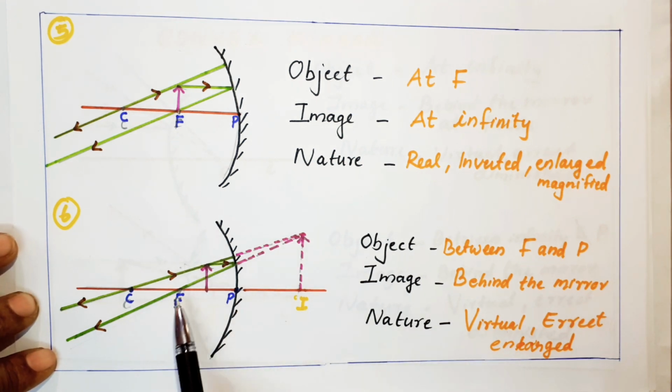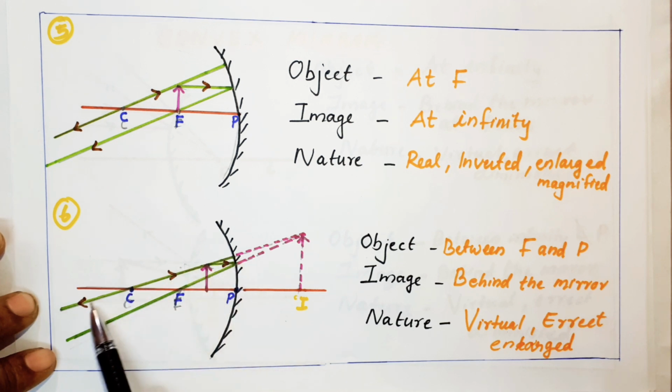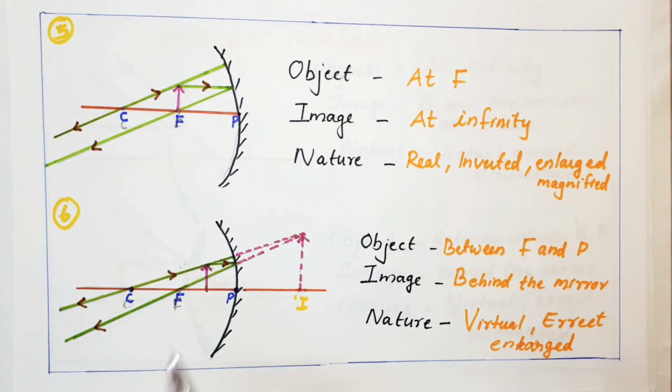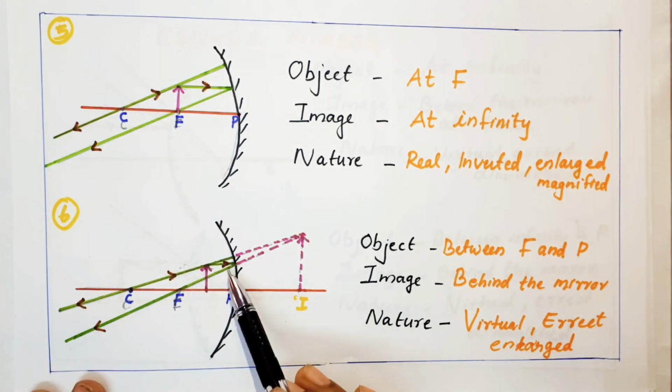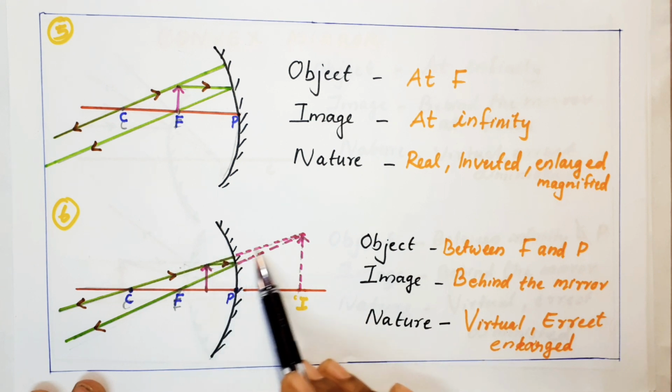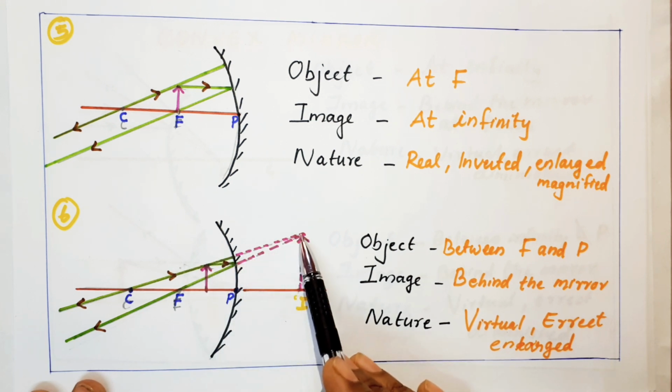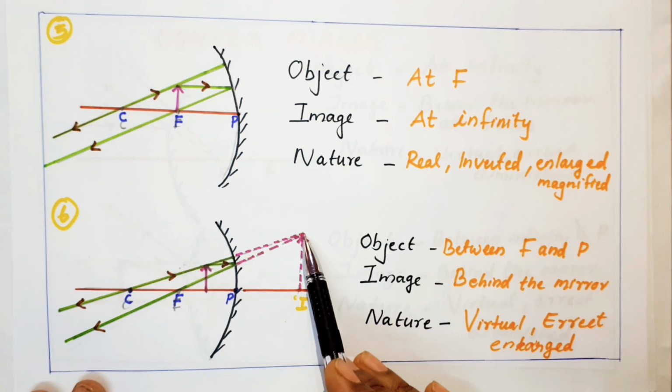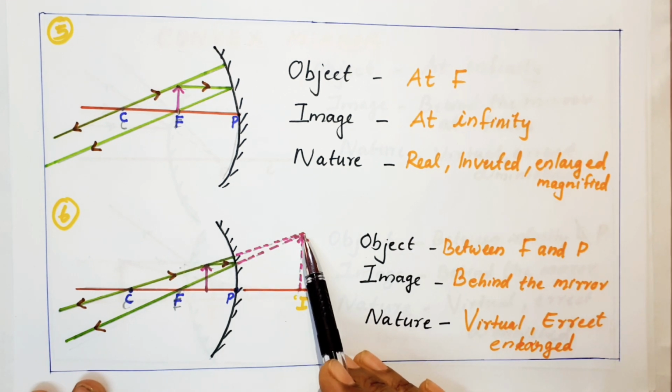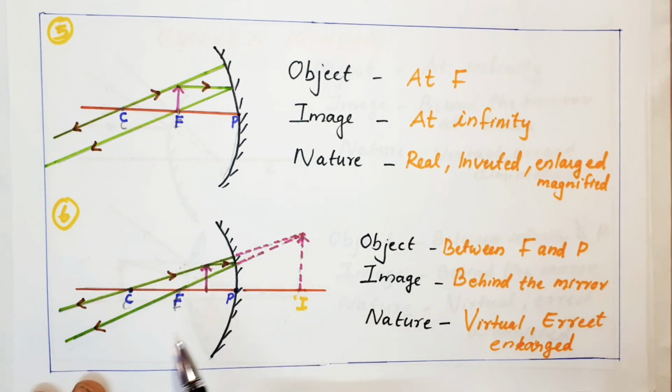It means if your object is between focus and the pole, the light ray which is parallel will go through focus, and the light ray passing through C will retrace. If you see these two lines, they are not parallel, they are diverging. So I am just extending them back. The reflected rays, if you extend them back, appear to meet at a point. At that point we get an image.